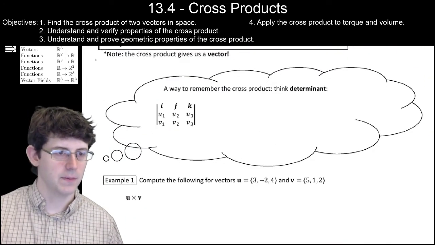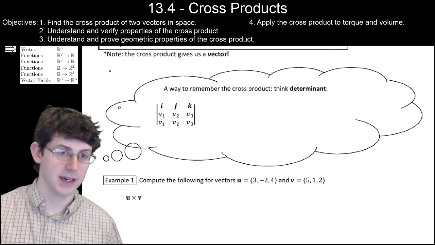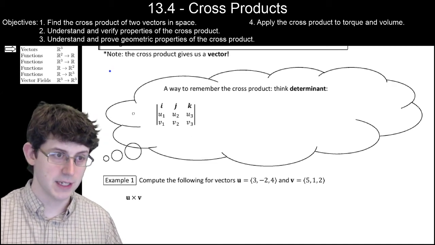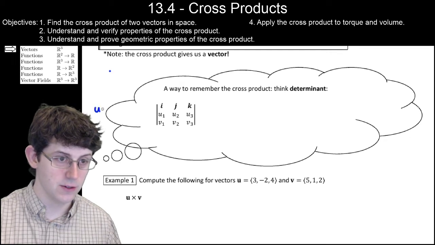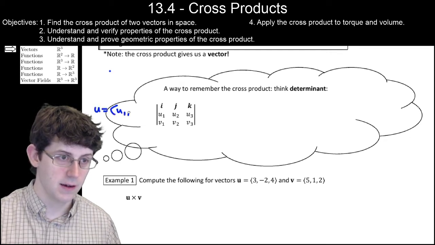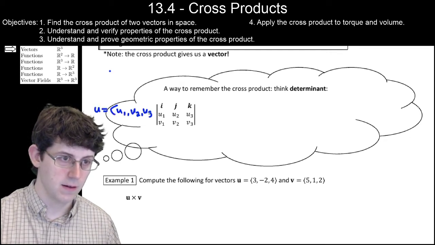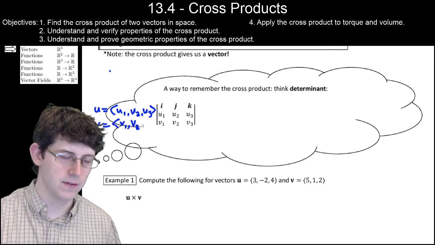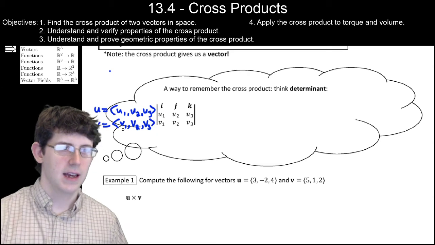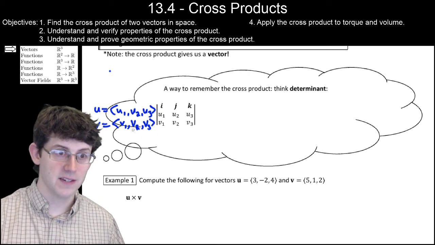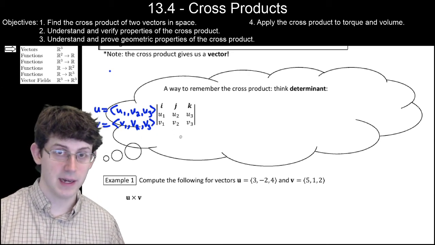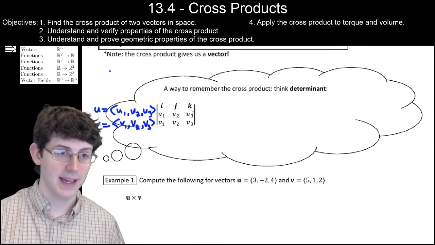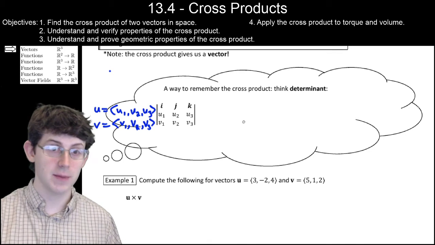Okay, so how do we actually calculate the cross product? To calculate the cross product, we'll take u, which is u1, u2, u3, and v, which is v1, v2, v3, and put the components of each vector in a 3x3 matrix like this, where the top row is i, j, k. Then you take the determinant of the matrix.